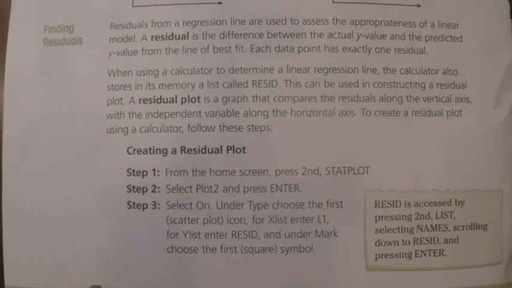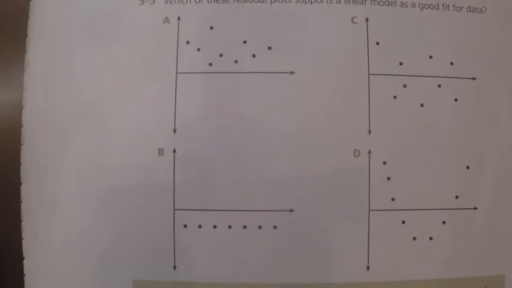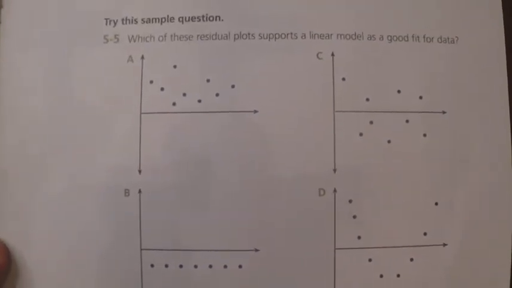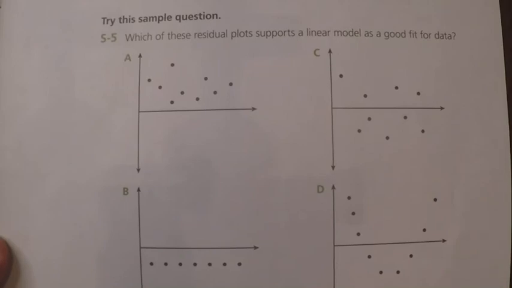A residual plot is a graph that compares the residuals along the vertical axis with the independent variable along the horizontal axis. Again, we're not going to take a look at creating a residual plot with our calculator in this lesson, but it is something we have done in class. But we are going to take a look at what residual plots can look like here. If we look at number 5, it says, which of these residual plots supports a linear model as a good fit for the data?